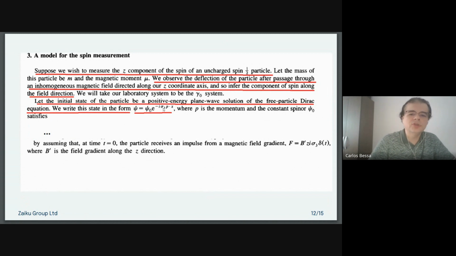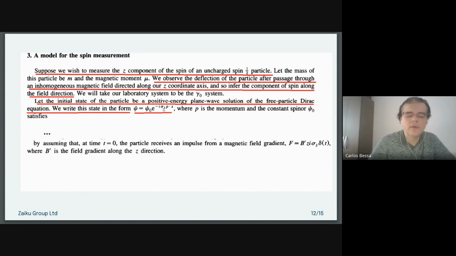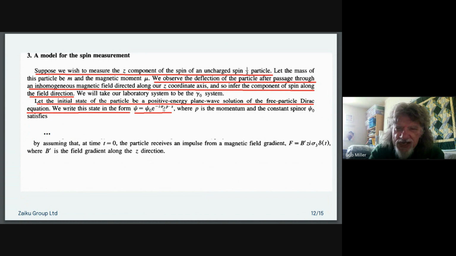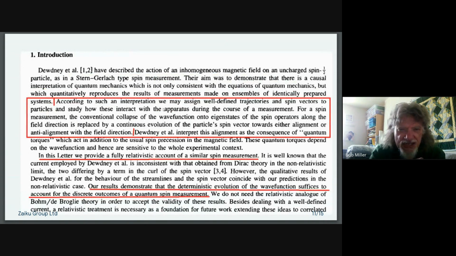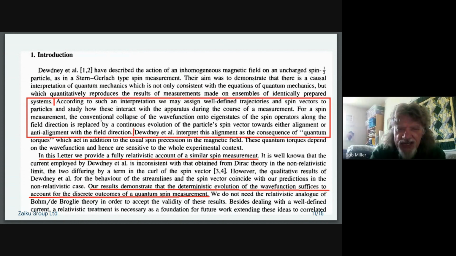Okay, do we have some questions? No? Comments? Yeah, you mentioned that in the traditional quantum interpretation the state of the particle would collapse to the eigenstates. Yeah, this is the conventional one, the Copenhagen interpretation. Right. We have a superposition of spin up and down, and then the wave function collapses to one of them. Right. With this new interpretation, are we still collapsing to the eigenstates?